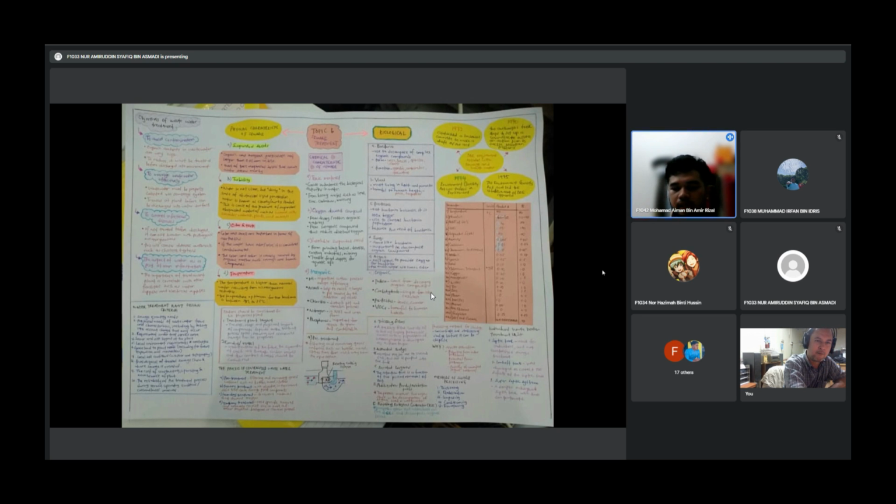And last is about the individual wastewater treatment unit. There are 3 types, which are the septic tank, the in-house tank, and super septic system. That's all for me. Thank you.